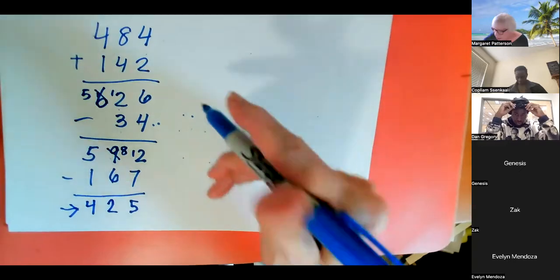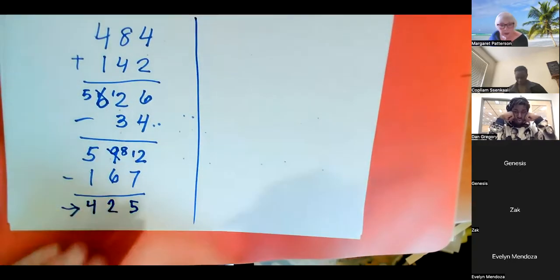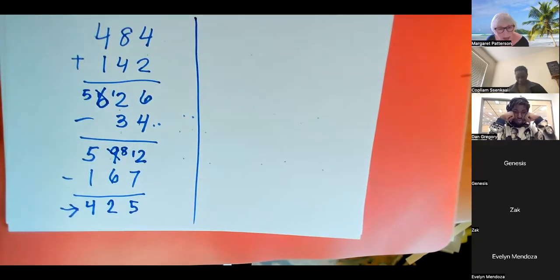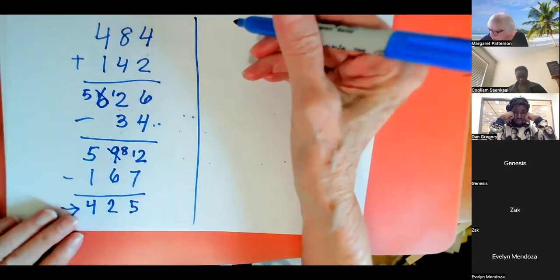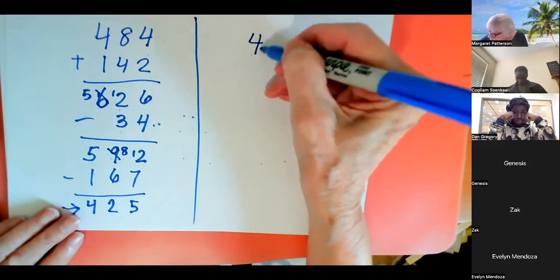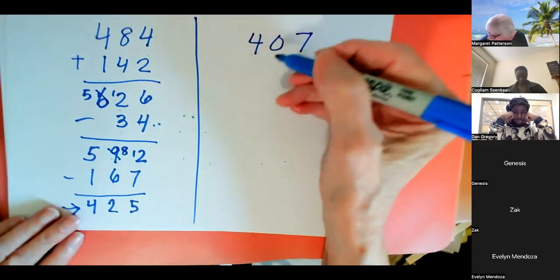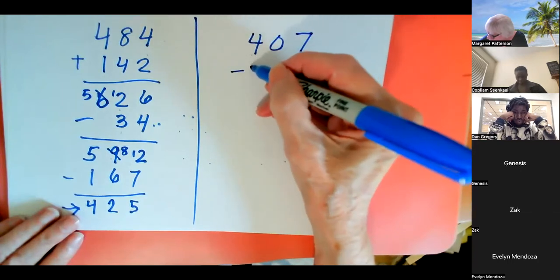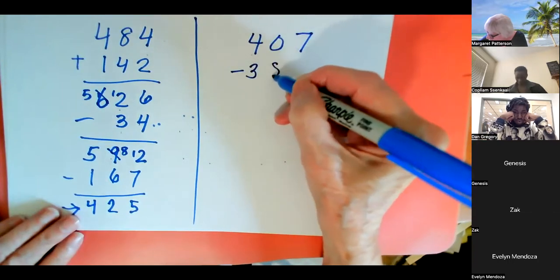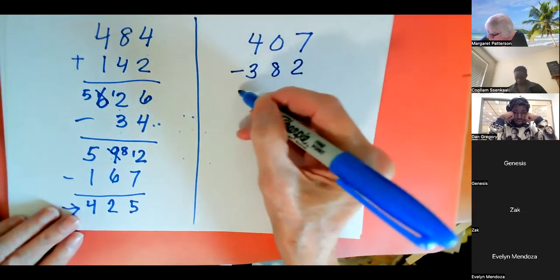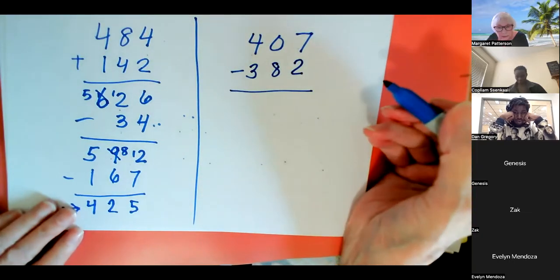Now, I have a question. I was going to show you another way to do it. Go ahead, ask your question. So what if there's a 0 in between and you can't borrow from the number because there's... Let me write 407 take away 382. Does that do it?